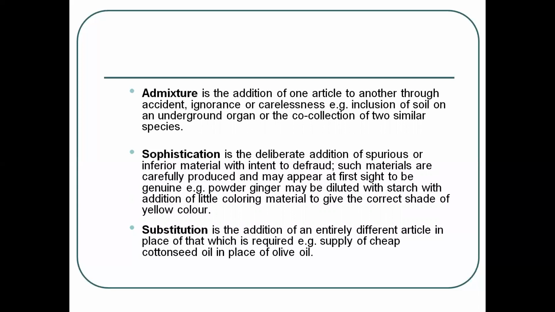For example, the inclusion of soil with an underground organ, and the collection of two similar species. It means आप जब फॉर एग्जांपल रूट्स को अपरूटिंग करने लगे हैं तो उसके साथ साथ सॉइल भी आ गया है, या आपको स्टेम्स चाहिए तो लिवरवर्ट्स कुछ और ऐड हो गया उसी प्लांट का. That is known as admixture.